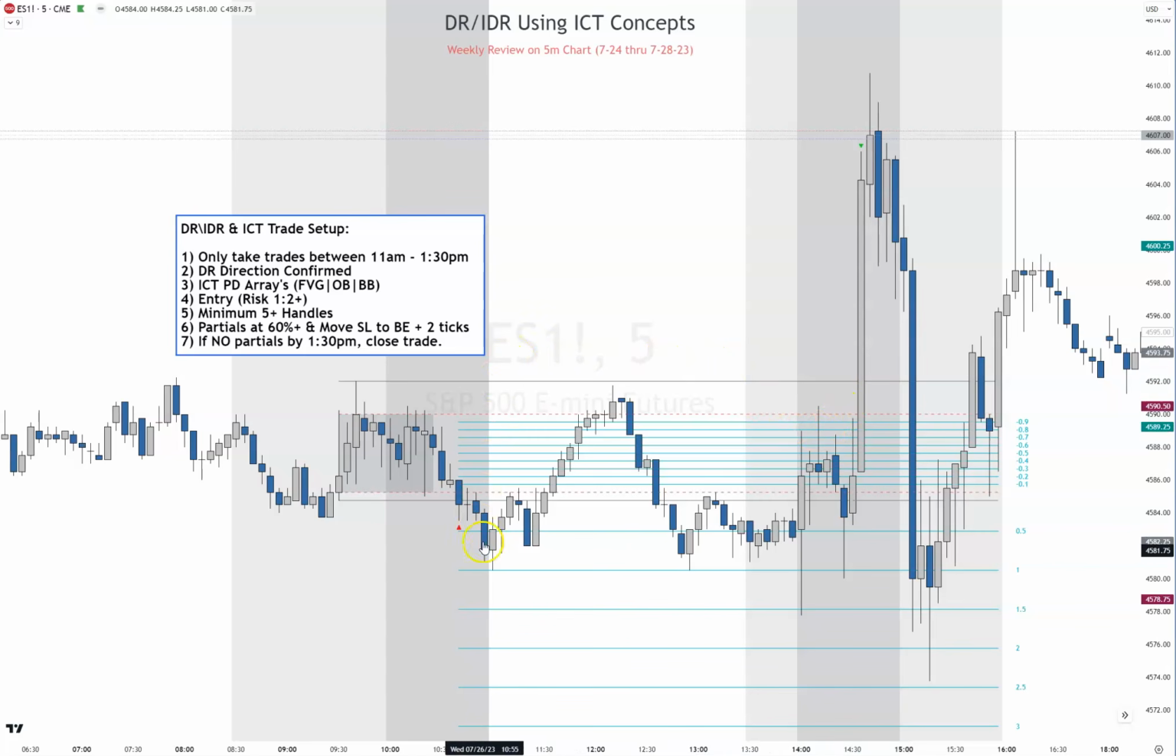But during the white area is all I care about. So it didn't fail at this white area, right? Now you probably took a loss in here, but then you took a winner. So let me show you.